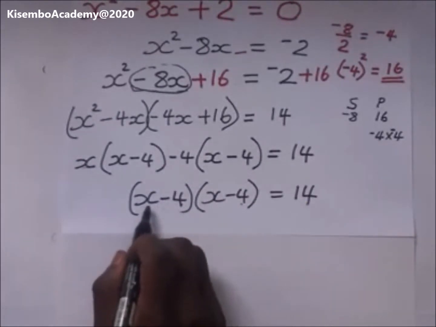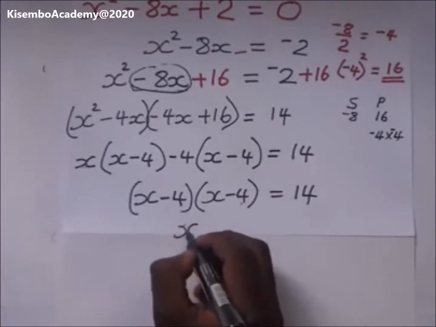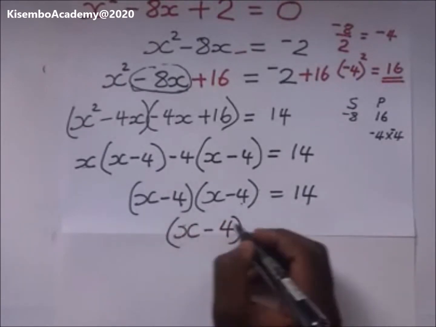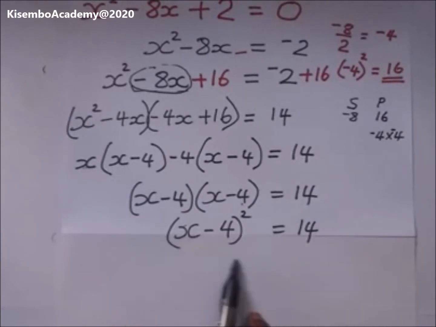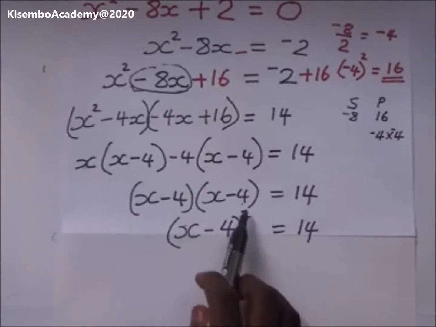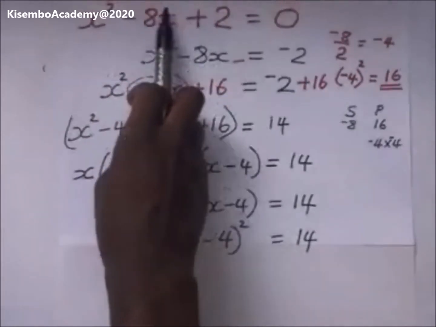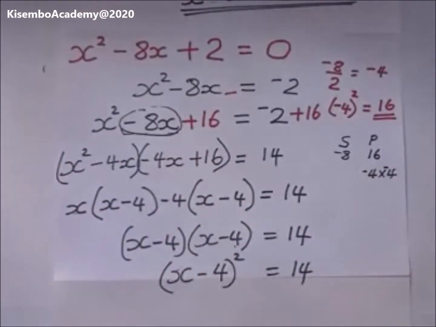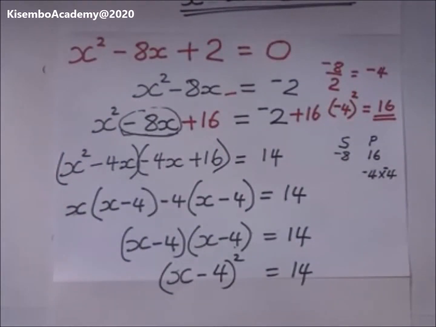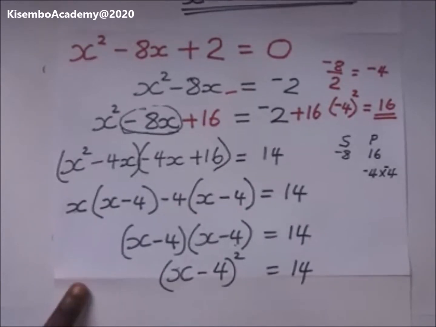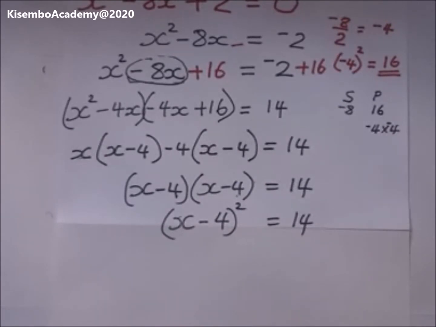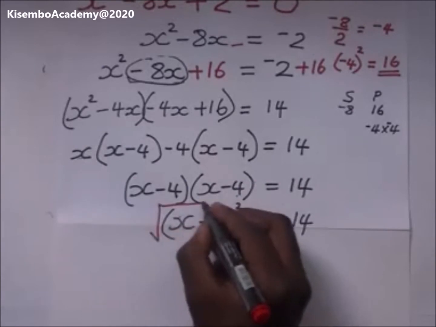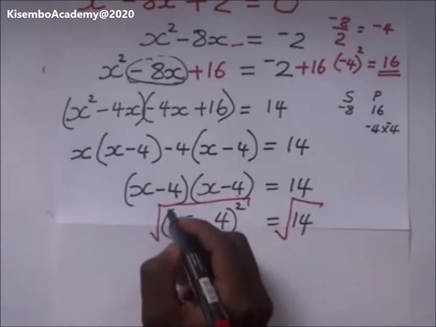You realize that this is x minus 4 times x minus 4, which is the same as saying x minus 4 squared is equal to 14. Now this is a perfect square. x minus 4 squared is what we got, derived from this. So we go ahead and find the value of x using the square root property. We find square roots on both sides to eliminate that square sign. When we find the square root here and the square root here, this goes with that.